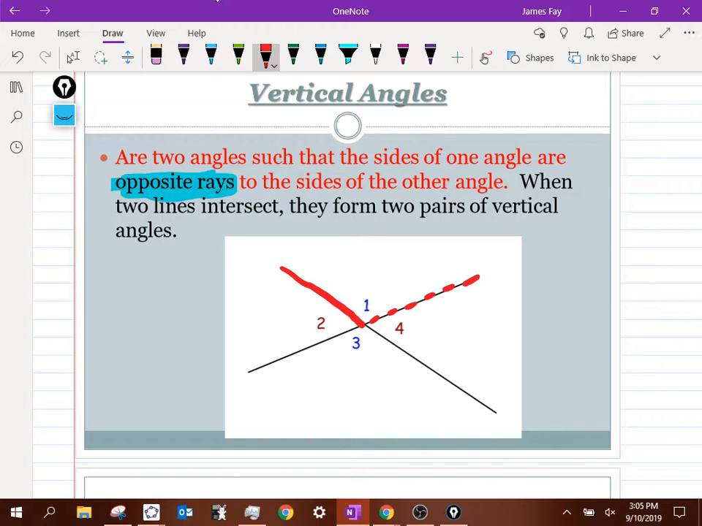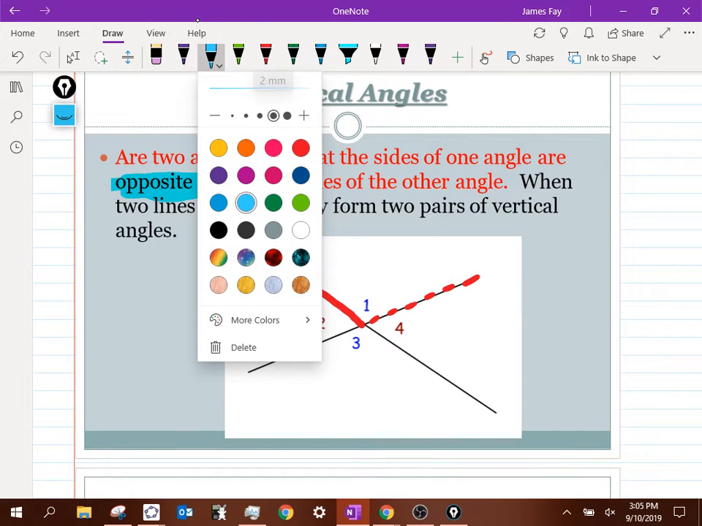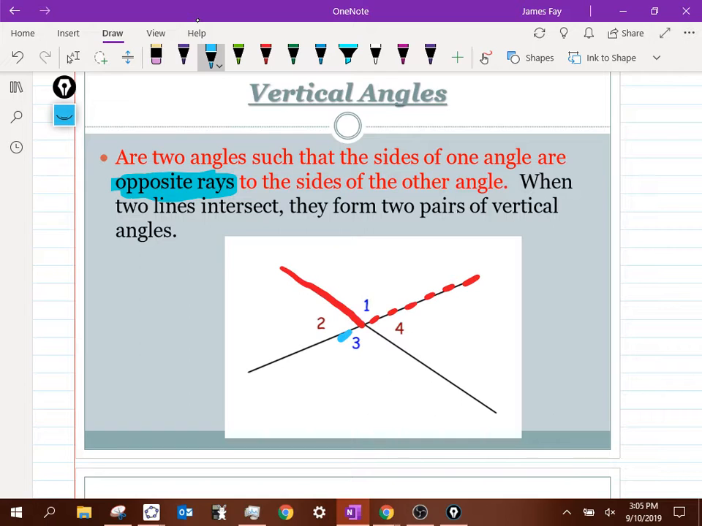If we have vertical angles here, what they're saying is that those two sides that I just highlighted are opposite rays with another angle, meaning that they form a straight line individually with the sides of another angle. So I'm going to take angle 3 and highlight its sides blue. So you've got the red angle and the blue angle. The red angle number 1 and the blue angle number 3 are what we call vertical angles.